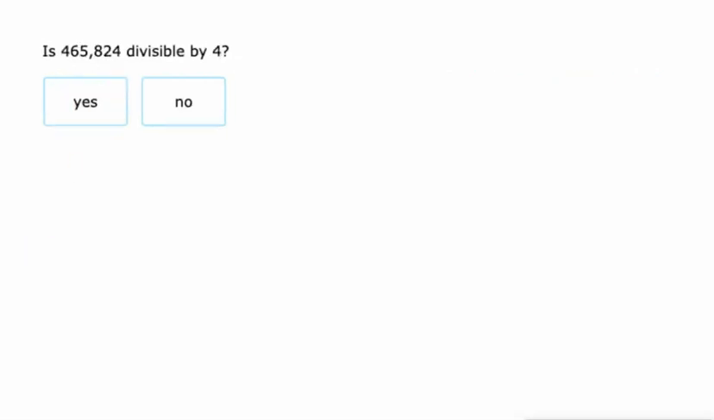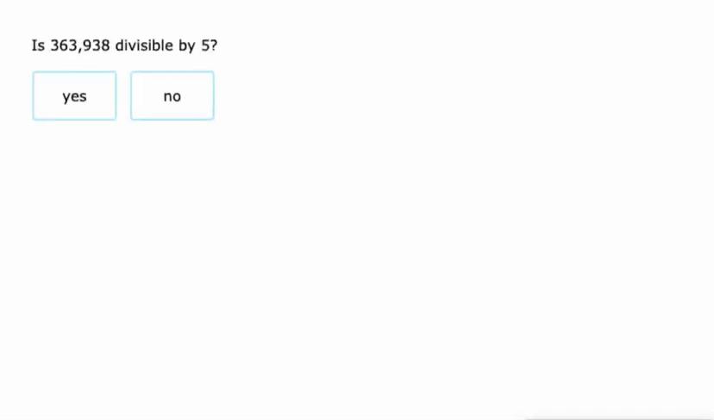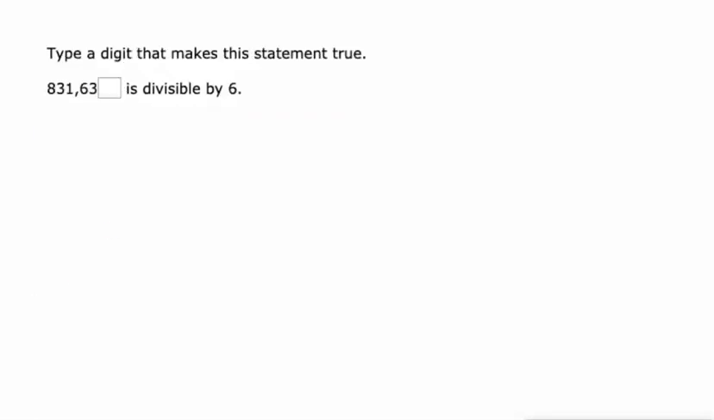Is this divisible by 4? Well, all we have to look at is the last two digits. Since 24 is divisible by 4, yes, this whole number is divisible by 4. Is this divisible by 5? Well, does it end in a 0 or a 5? No, it doesn't. So it's not divisible by 5. Divisibility by 6, it would have to be even and divisible by 3. So let's use that 3 rule again.